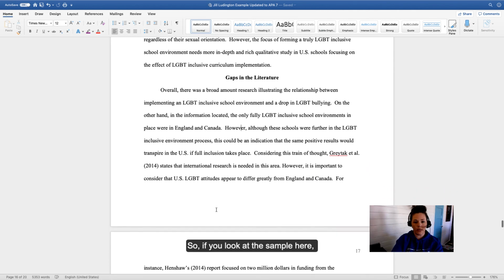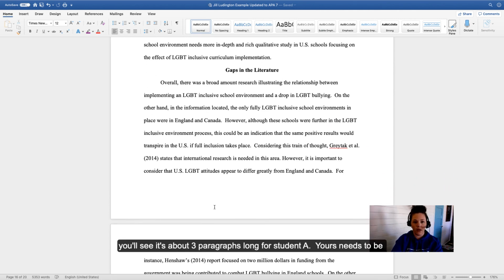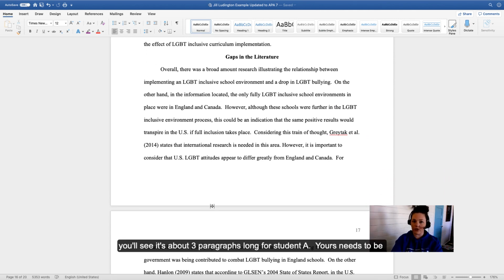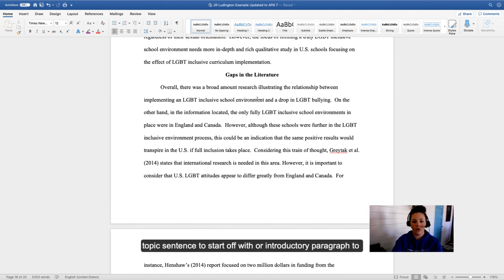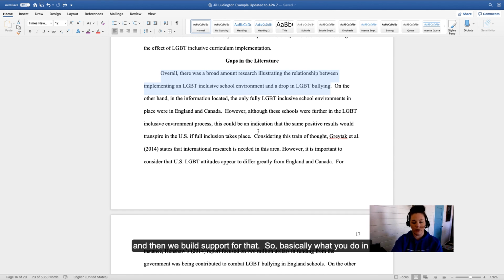So if you look at the sample here, you'll see it's about three paragraphs long for student A. Yours needs to be 1 to 3 paragraphs. That's going to depend on how many qualitative and quantitative articles you read, and you need to make sure that you develop your thoughts. But again, topic sentence to start off with, or introductory paragraph, and then we build support for that.